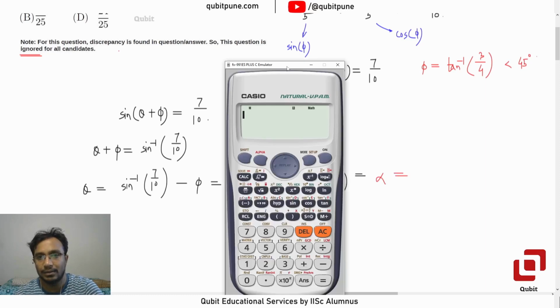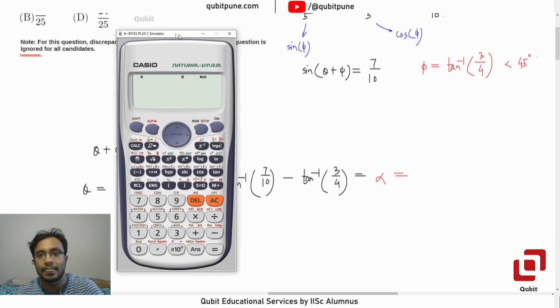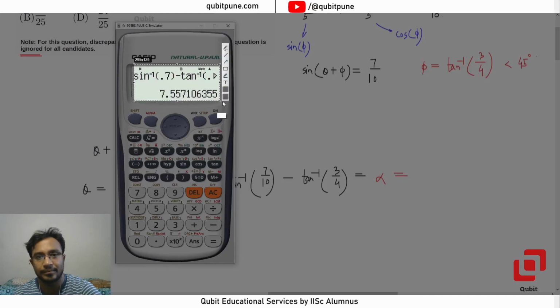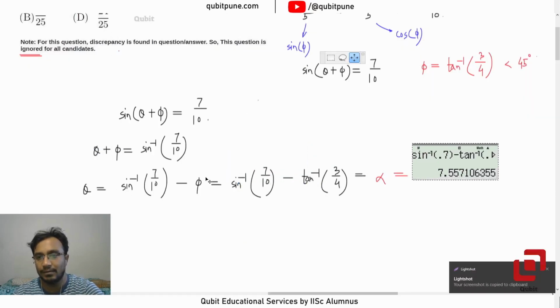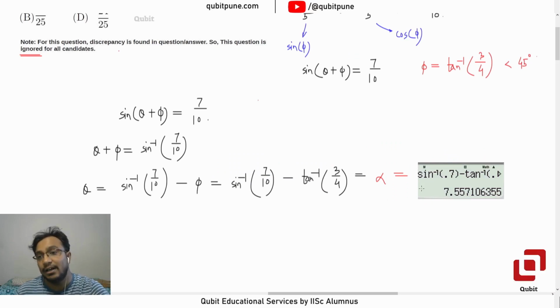Now let's do it on the calculator here. Let me change it to degrees first. Sine inverse of 7 by 10 minus tan inverse of 3 by 4, and that is 7.557 degrees. Now the problem is, how are we going to find the other value, beta?